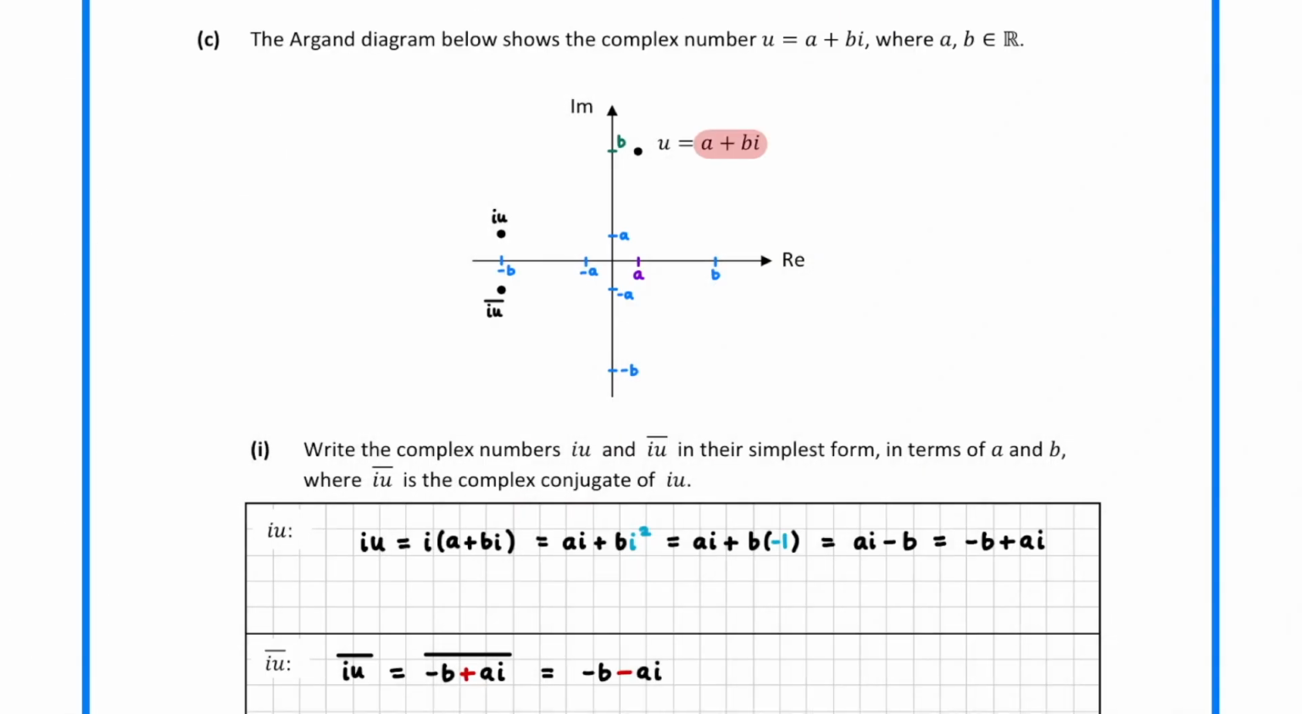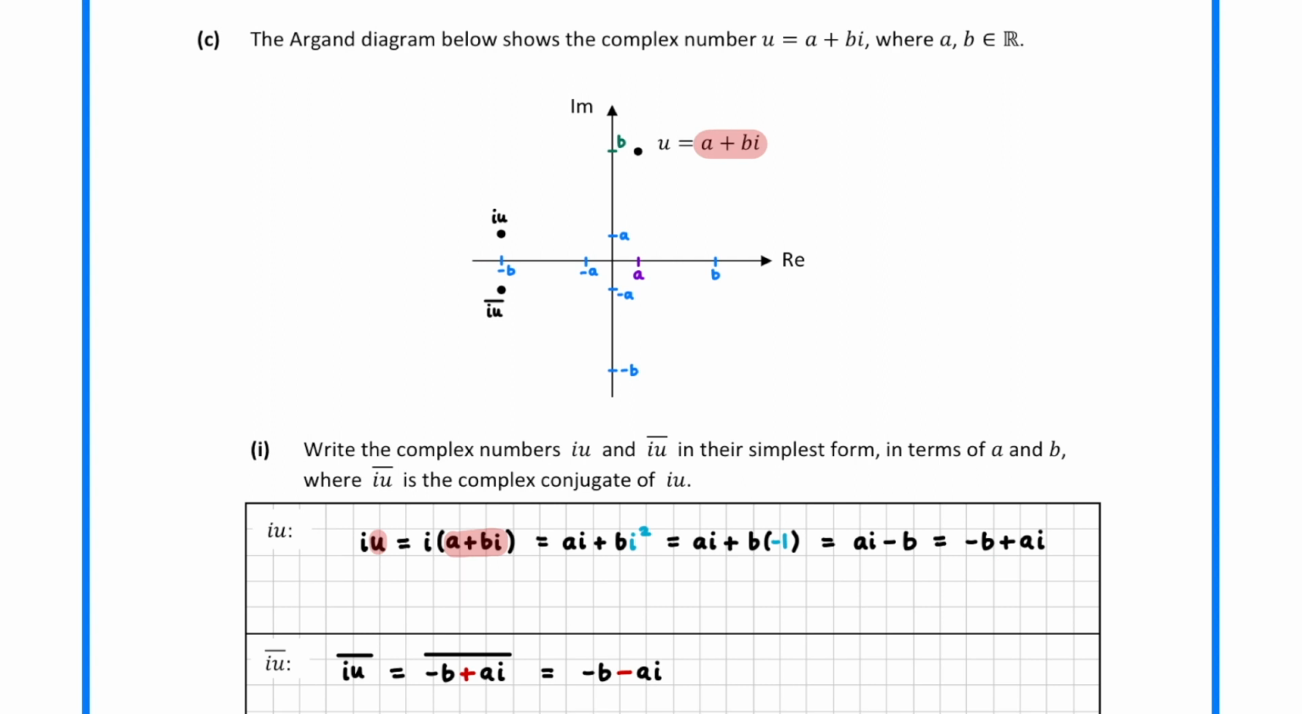In part C, the complex number u equal to a plus bi is plotted on an Argand diagram. In part 1, we must calculate iu and iu conjugate. Since u is equal to a plus bi, iu can be written as i times (a plus bi). This expands to ai plus bi squared, and since i squared is equal to minus 1, this can be simplified to ai minus b. Writing the real component first, this becomes minus b plus ai.